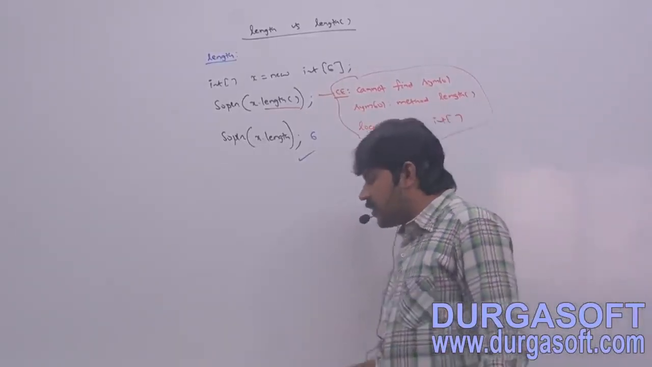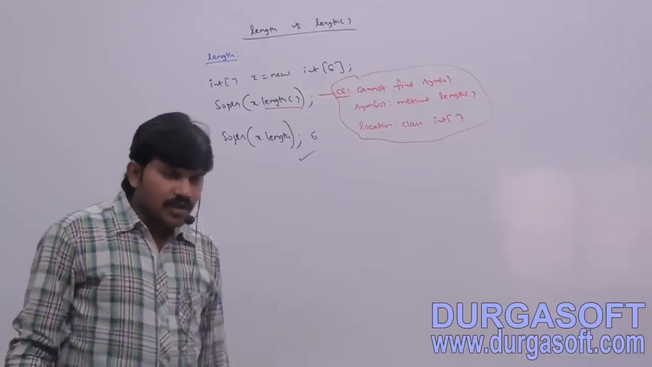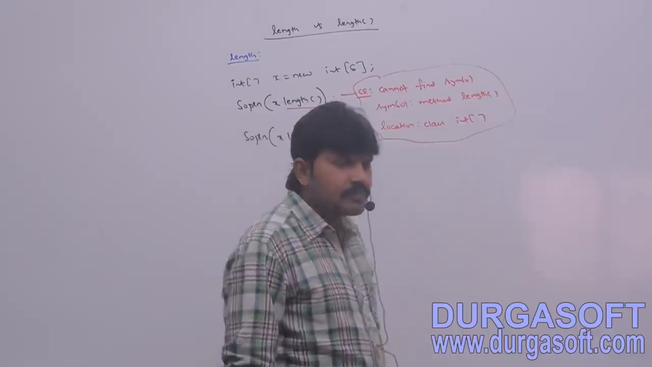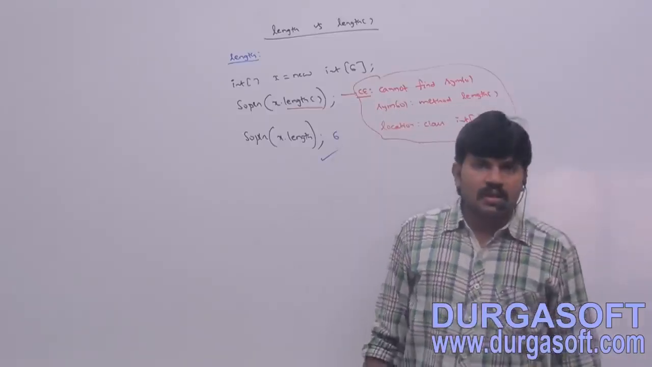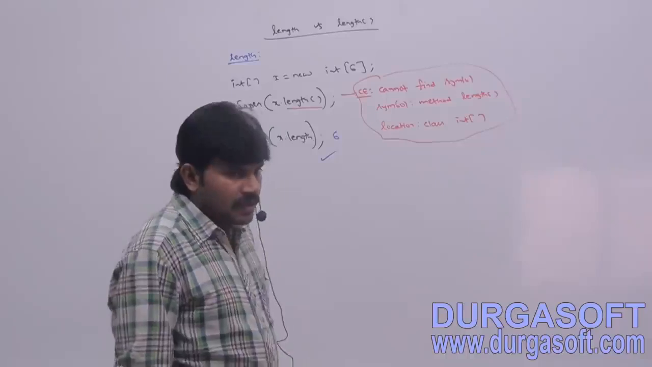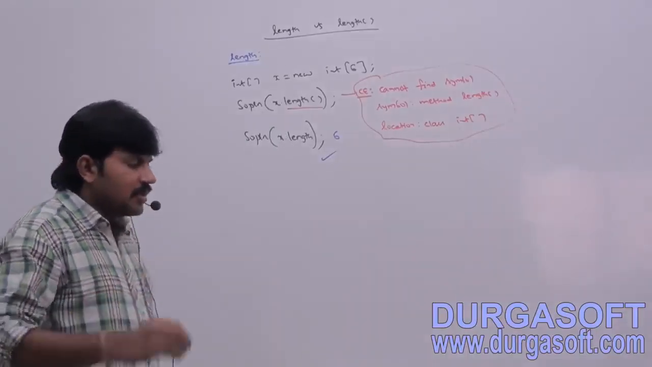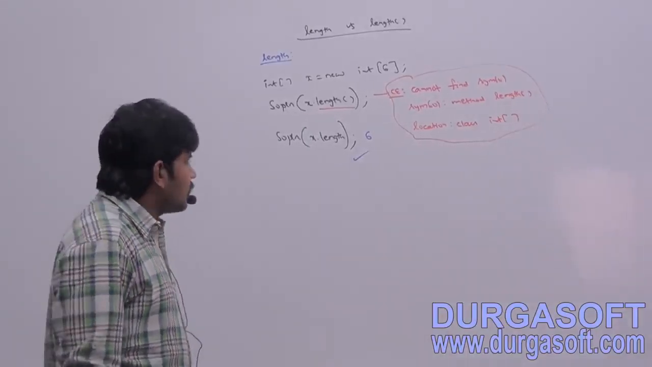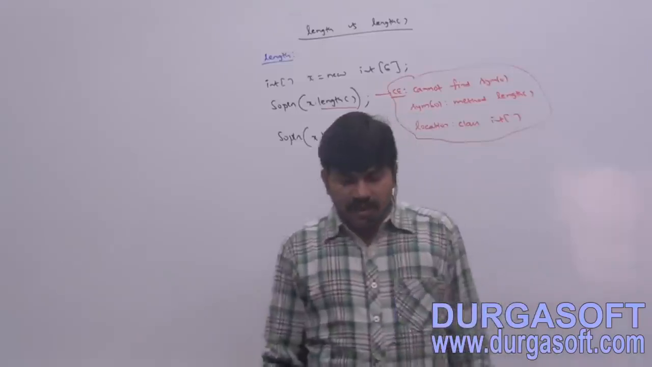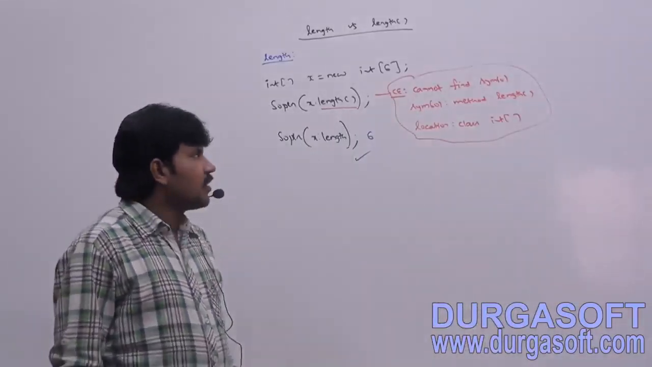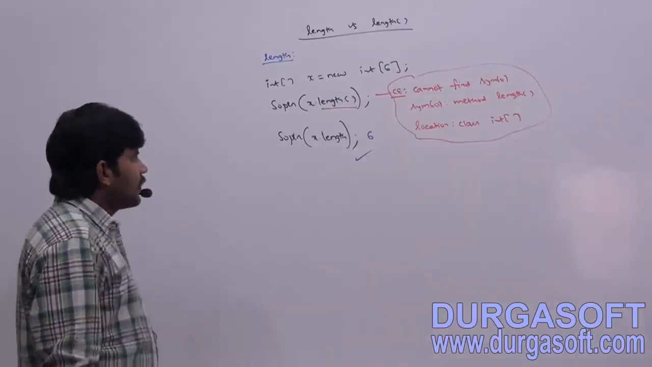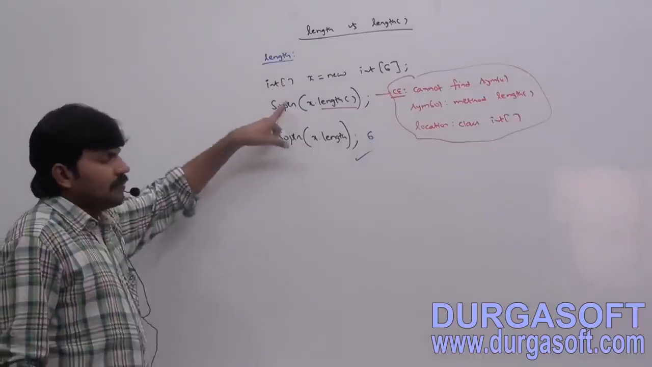Add: length is a final variable applicable for arrays. Next, length variable represents the size of the array.